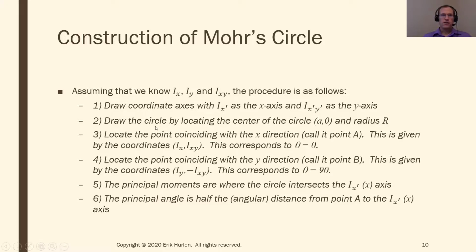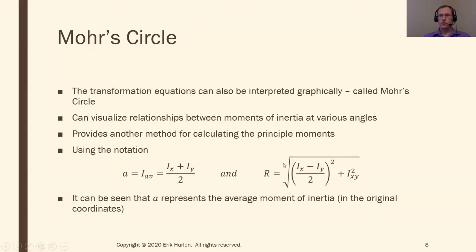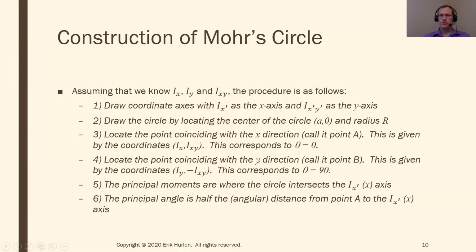And then I know I can draw my circle. I know the center point. So find the value of A, the average moment of inertia, (Ix plus Iy) divided by 2. Whatever that value is, comma 0, is the center of my circle. I can also find the radius using this previous equation. I know Ix, Iy, and Ixy, so I use that to solve for the radius. Now I know the center and radius of my circle, so I can draw that.